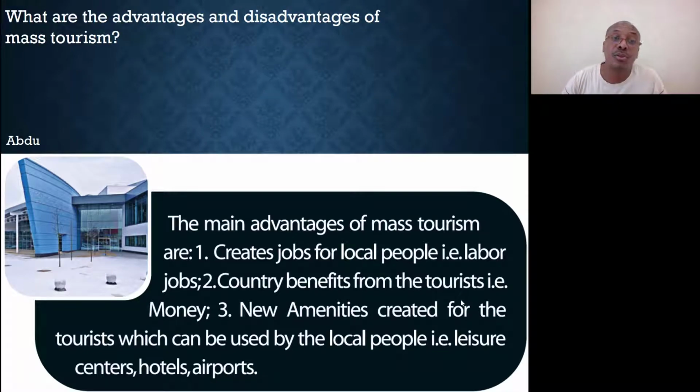What are the pros and cons of mass tourism? It's a kind of a debate. So let's begin with Abdul. The main advantages of mass tourism are creates jobs for local people, labor jobs. Country benefits from the tourist, i.e. money, new amenities created for the tourists, which can be used by the local people, i.e. leisure centers, hotels, airports. Well guys, does Abdul express your view?